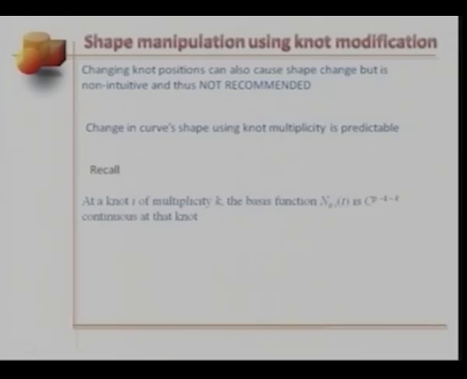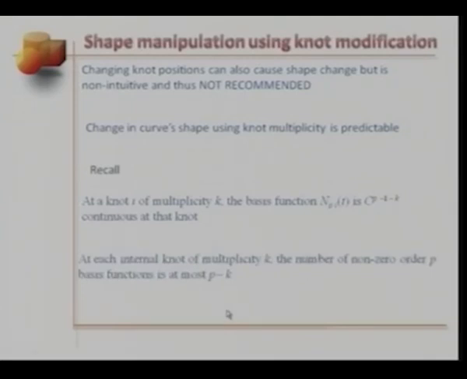Whenever we are discussing B-spline curves, you should keep in mind the basic definition. A B-spline curve, be it a basis function or any other curve, is always C^(p-2) continuous if it is of order p or degree p minus 1. For simple knots, that is for k equals 1, the C^(p-2) continuity condition is satisfied for a B-spline curve.